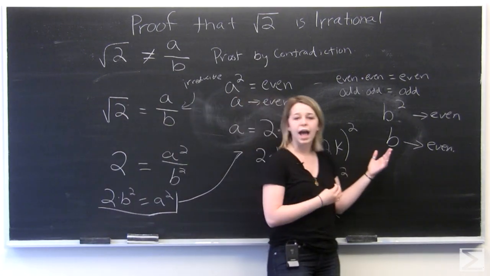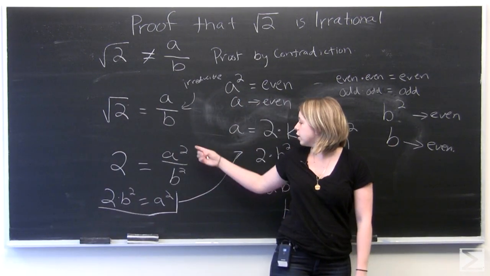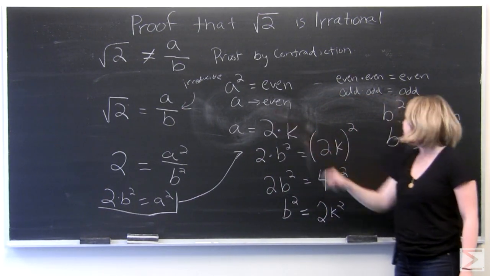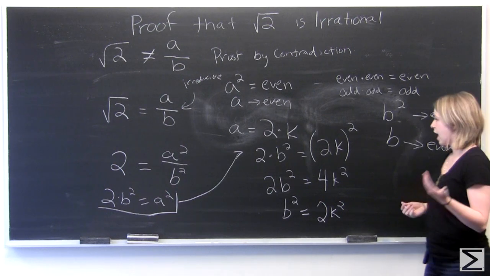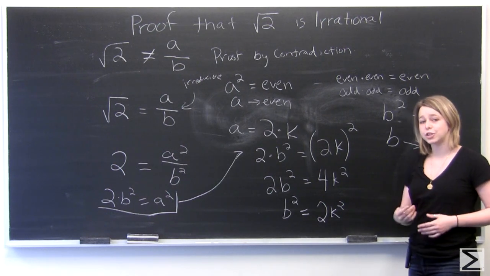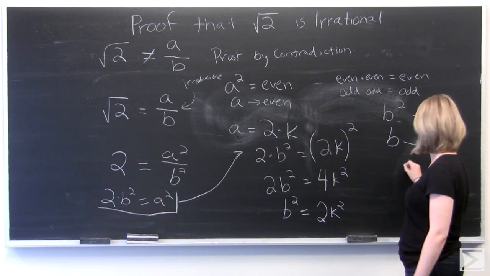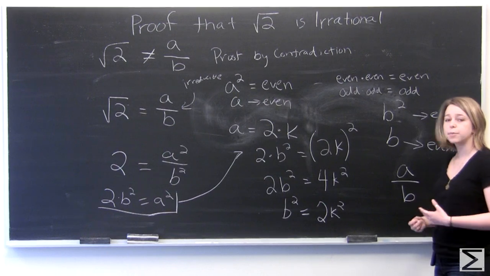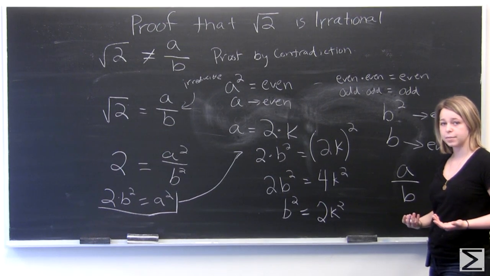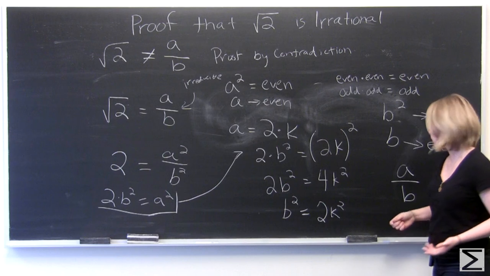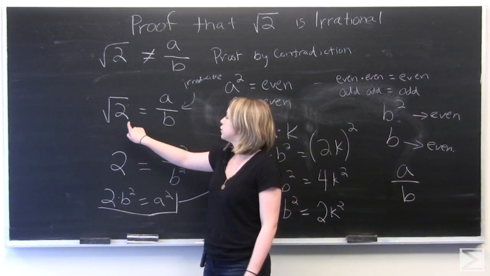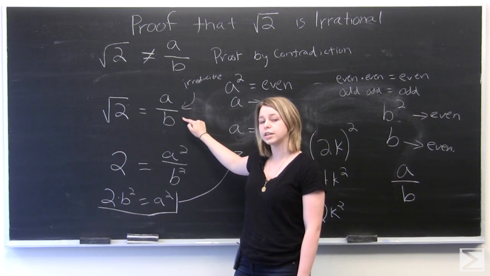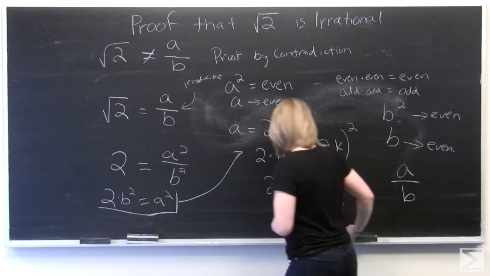But we have gone through our equation. We have identified that a must be an even number, and we've identified that b must be an even number. That must mean that there is a factor of 2 that is common between them. So a must be able to be divided by 2, and b must be able to be divided by 2. And therefore, we have a contradiction. The square root of 2 is not able to be written as a reduced fraction of one integer over another integer.